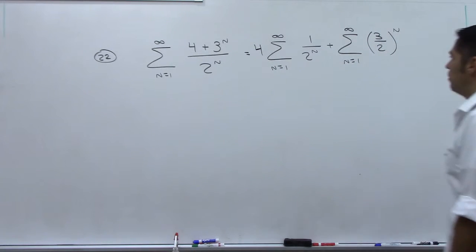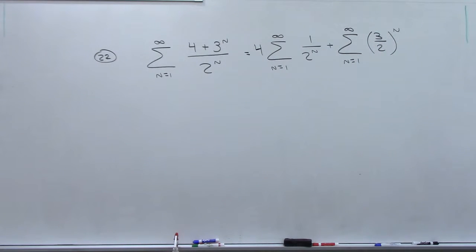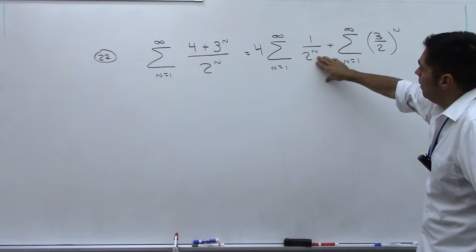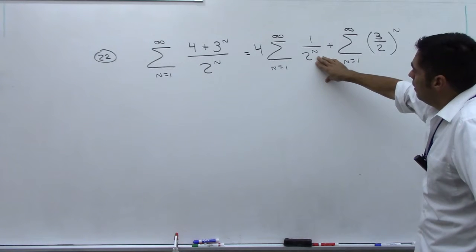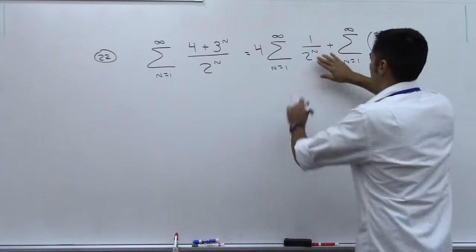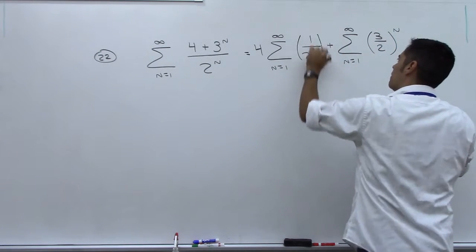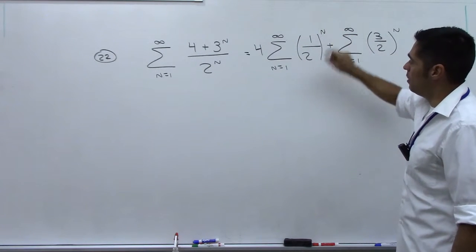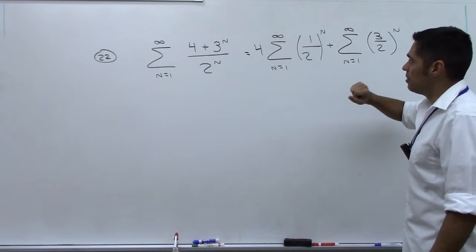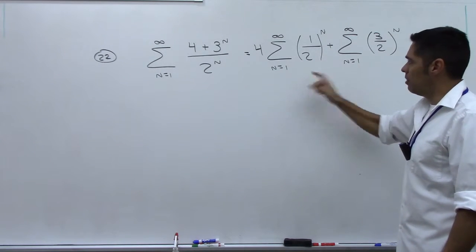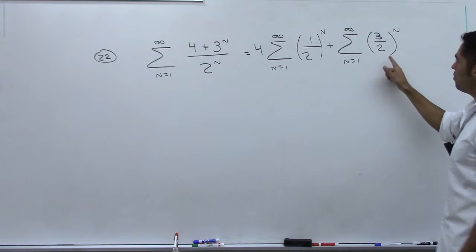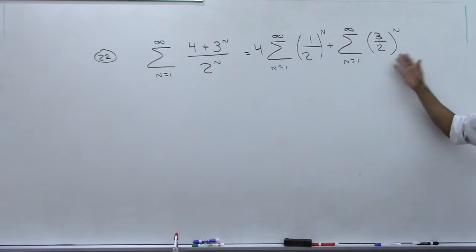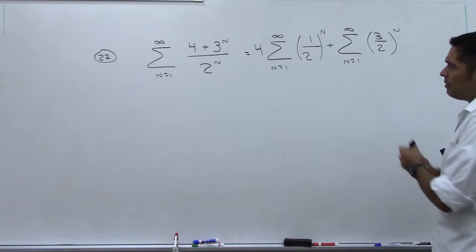Here's the problem I'm going to run into, though. If I look at this right here, let me rewrite it: 1/2 to the n. That's a geometric series. I need to tweak it a little bit to get an n minus 1 here, but that's a geometric series. The r here is 1/2. That should converge, so that's okay. This one, though, is geometric, and the r here would be 3 over 2, which is bigger than 1. That would diverge.